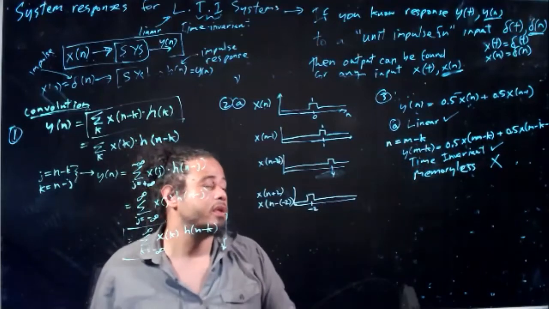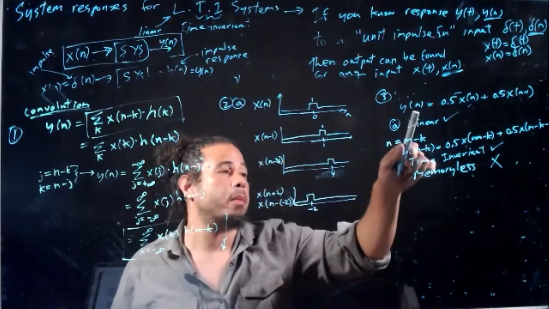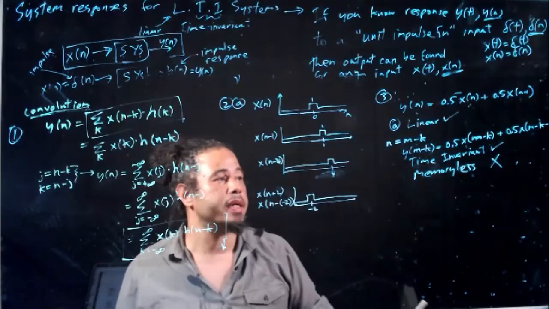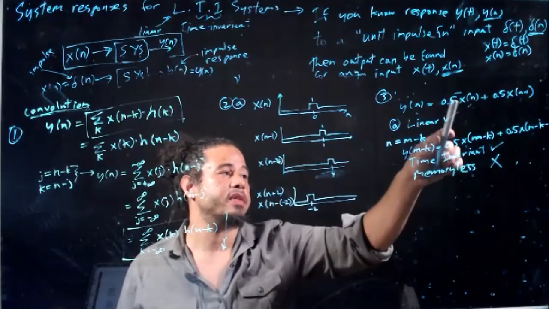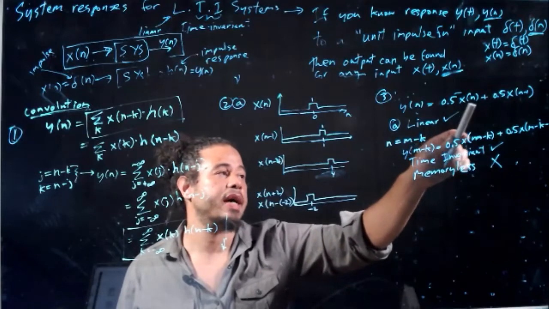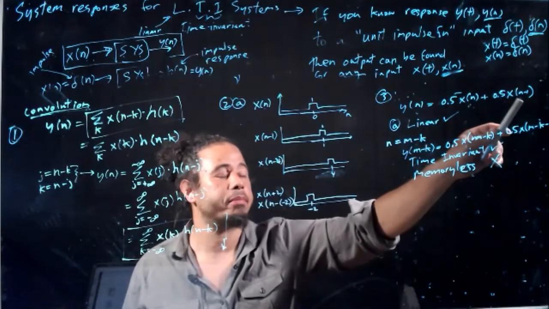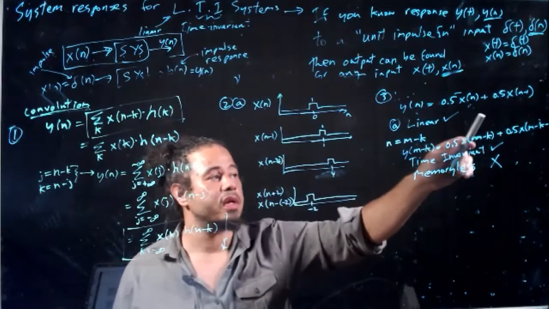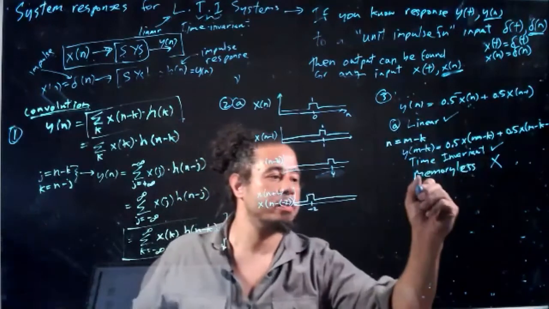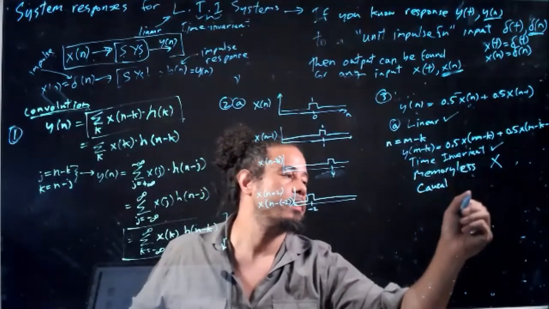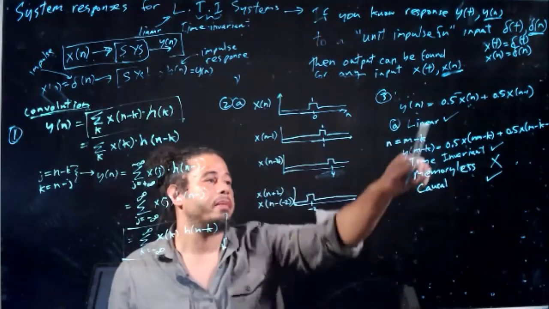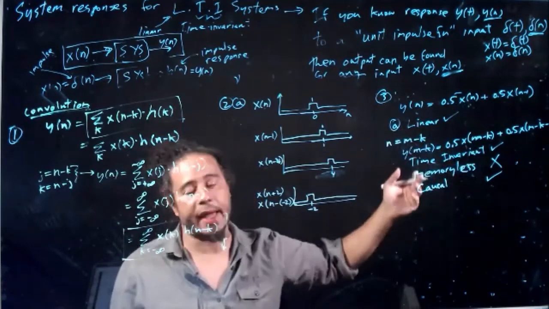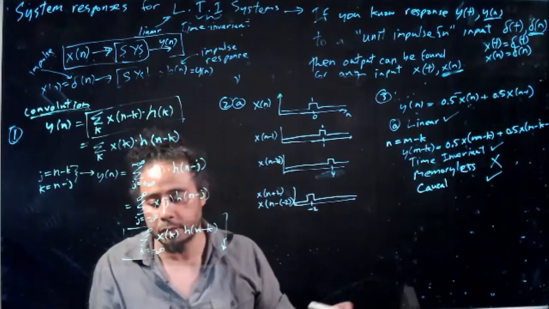Is it causal? A causal system means that y of n depends on x of n at the current time and previous times, but not future times. What you see here is x of n is the current time, and x of n minus 1 is one time step in the past. But there is no x of n plus 3 or x of n plus 7, which would be time steps in the future. So the system is causal, because y of n depends on x of n and x of n minus some k, where k is a positive number. So there are different amounts of time in the past.